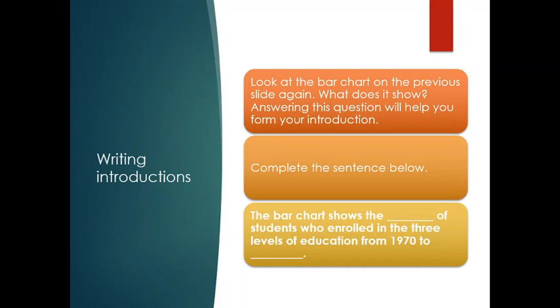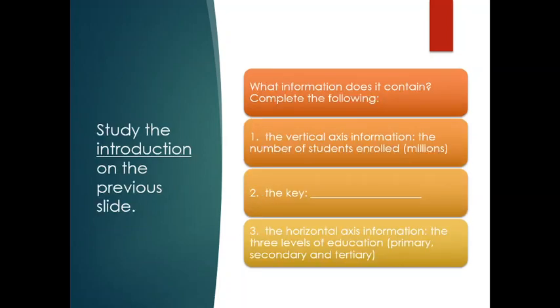So the bar chart shows, what does it show? The number of students who enrolled in 3 levels of education from 1970 to 2009. Okay, so complete the following information. You may complete this exercise by downloading the slide or the PDF file that's uploaded in our Moodle classroom.